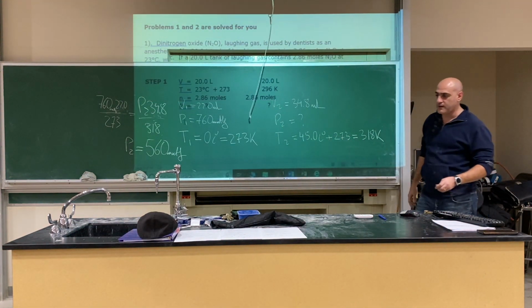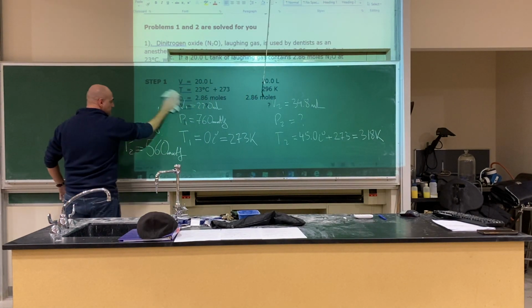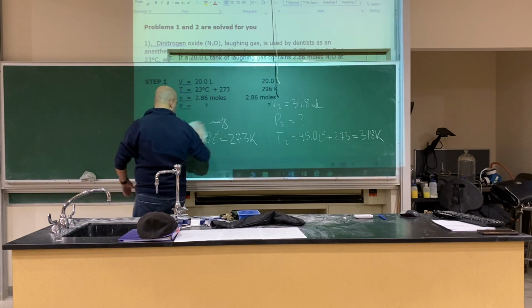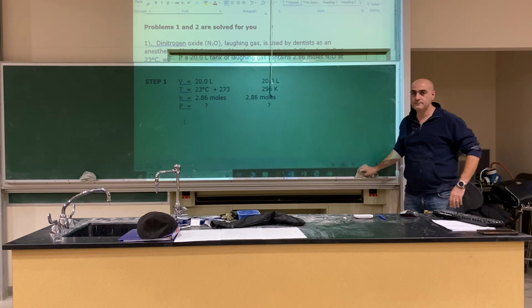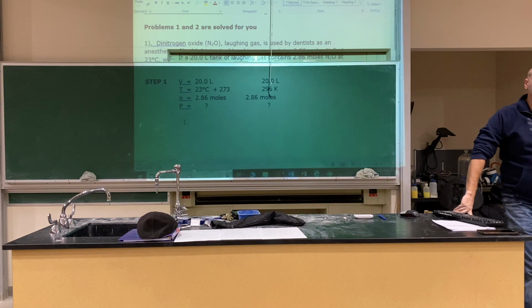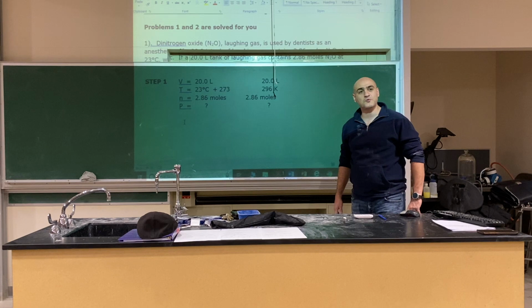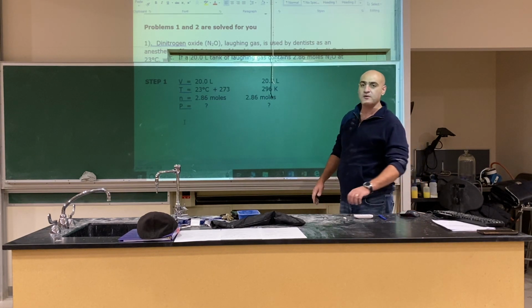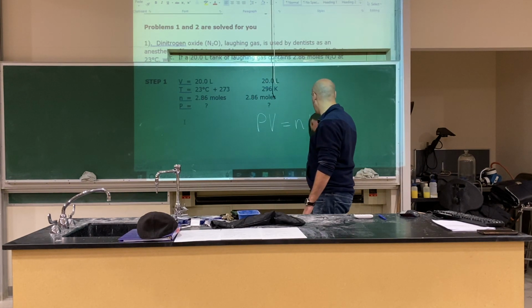So what's the step 1? I'm gonna write everything I got. What's the step 1, guys? I'm gonna write everything I got. And it's not conditional. So which equation would you use? PV equals nRT. I would use PV is equal to nRT.